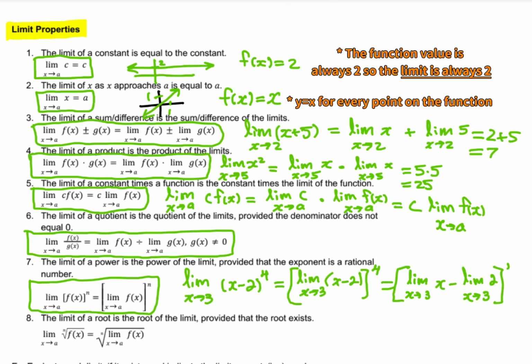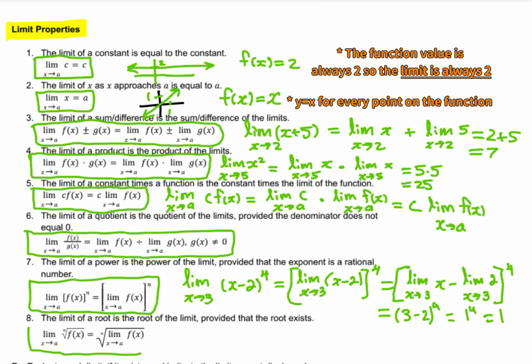We can first find the limit of x minus 2. The limit of x is 3, so we have 3 minus 2. That gives us 1. Now we raise 1 to the fourth power. 1 to the fourth power is 1. Therefore, our answer is 1.